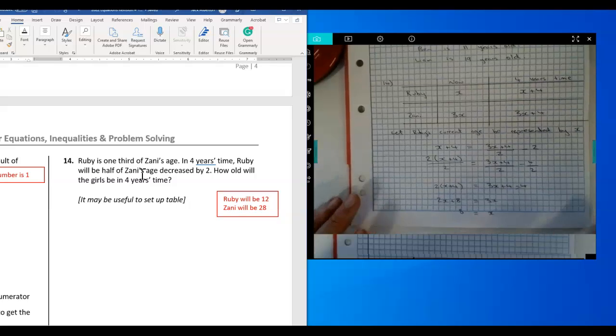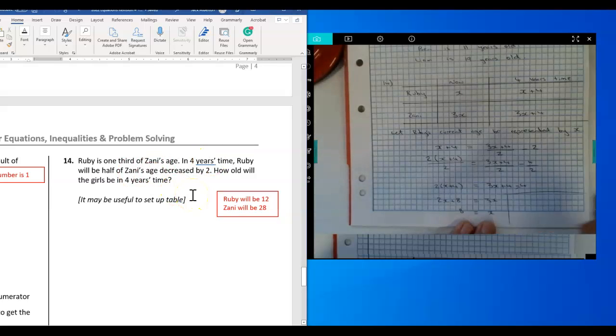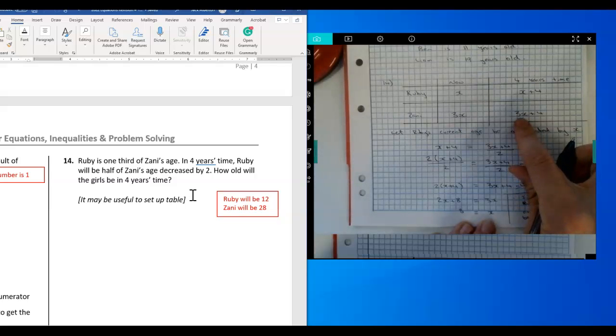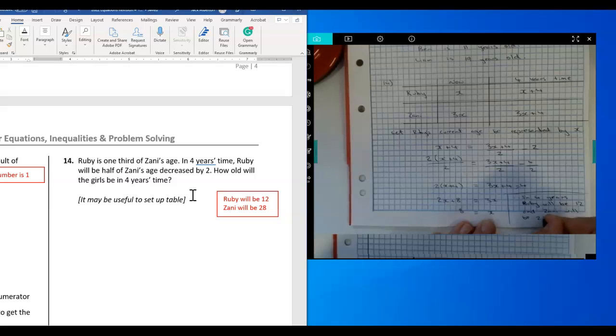So if x is equal to 8, then how old will the girls be in 4 years' time? So answer the question. Therefore, in 4 years, Ruby will be 8 plus 4 is 12, and Zanny will be 3 times 8 is 24, plus 4 is 28.